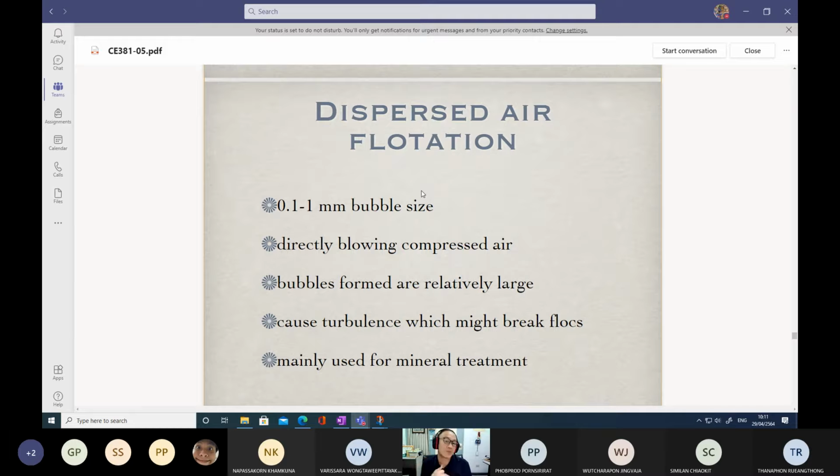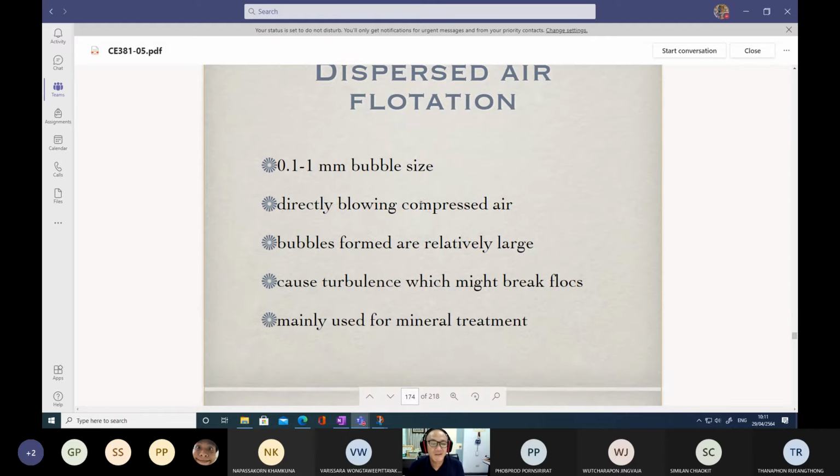Then we remove all these floating objects by using the skimmer. The floating objects above on the surface, generally we call scum, SCUM. All these scum will be removed with the facilities that we provide.